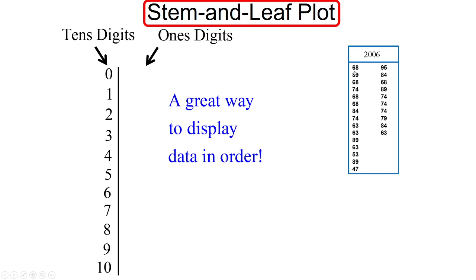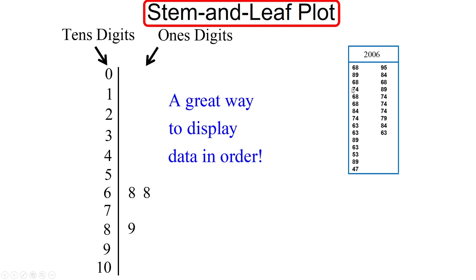You look at your first score of 68. So you go to the tens digit of 6, and you put an 8. And then the next score is an 89. So you go down to the tens digit of 8 and you put a 9. There's my 89. And then we have another 68. So right here at the 6, I'm going to put a second 8. That represents two scores of 68 and one score of 89.